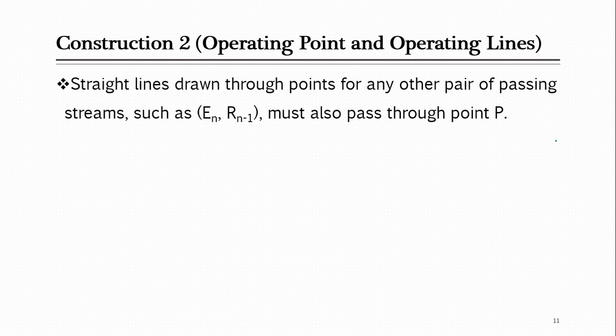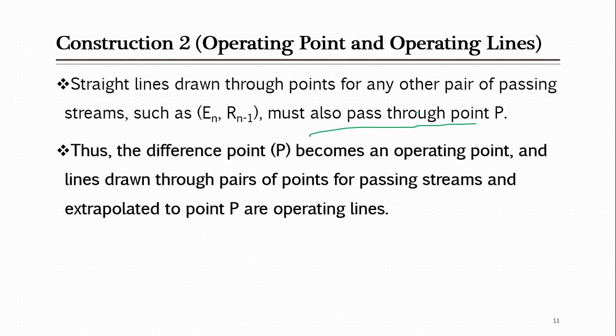Further, you can see that straight lines drawn through points for any other pair, as I was telling you, must also pass through this point P. You can try this for other points later, when you have located those points in the diagram. They will all pass through this point P. So this point P becomes an operating point, as we already named it. Point P is called the operating point. All those lines drawn are called operating lines, and they are drawn through pairs of points.